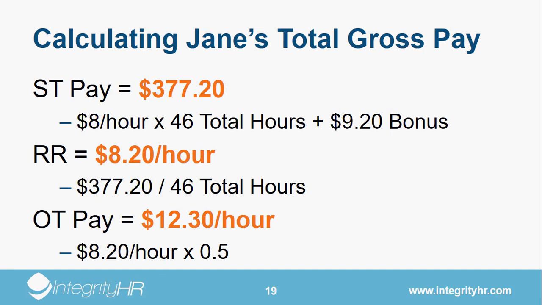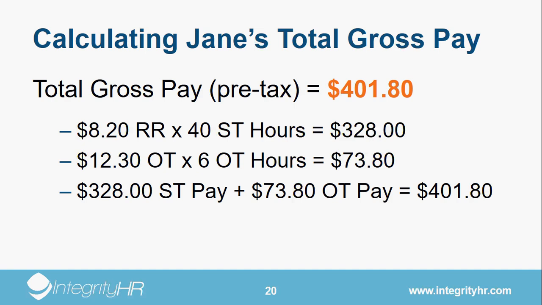So if we take that $377.20 and divide it by the 46 total hours, that gives us her regular rate. Her $12.30 an hour overtime rate is calculated with $8.20 an hour times 0.5, right? Yes. Okay, so the second step of this process is to take a look at her pre-tax pay, which ends up being $401.80. But how do we get to that?